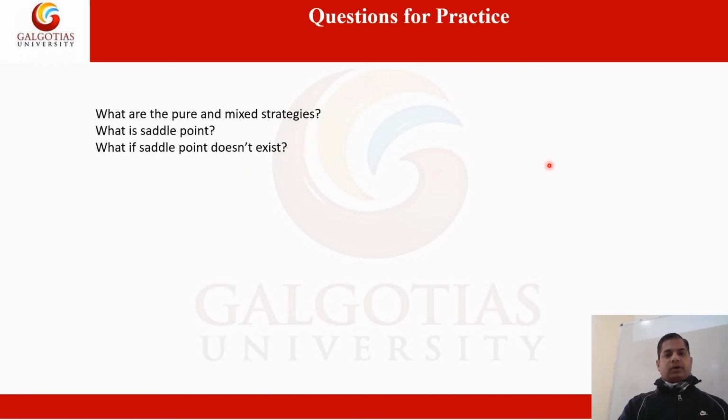So what are the questions we should think about in game theory? What are the pure and mixed strategies? What is the saddle point? And what if the saddle point doesn't exist? If the saddle point doesn't exist, then we have different methods to solve any given problem. Saddle point is basically the minimum of the row and the maximum of the column. If you ask for the definition of the saddle point, I can say simply that the saddle point is that which is minimum in its row and maximum in its column. If you find these two, then you will get the saddle point.